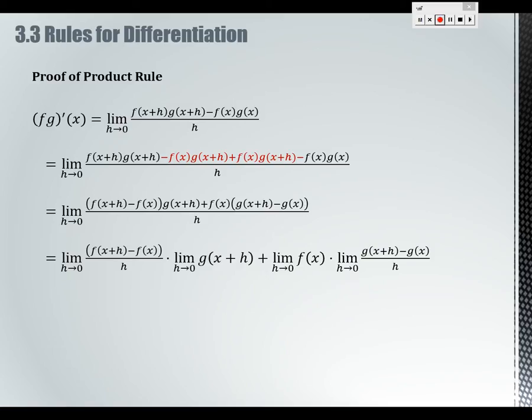If this is, what's this here? This is also known as f prime of x. This is down here, g prime. What's this? This is just g of x, isn't it? So there it is. So there's one proof.